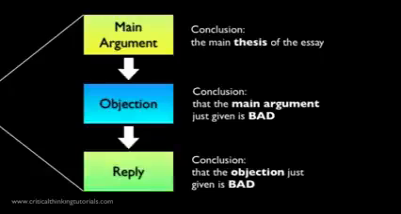So a good argumentative essay is always going to have a section where you defend your argument by replying to the objections raised. It's important to remember that the objection is a distinct argument, and the reply is another distinct argument. The conclusion of the objection is that your main argument is a bad argument. The conclusion of your reply is that the objection just given is a bad objection. So the main body of your argumentative essay is actually going to contain at least 3 distinct arguments: a main argument, an objection, and a reply.